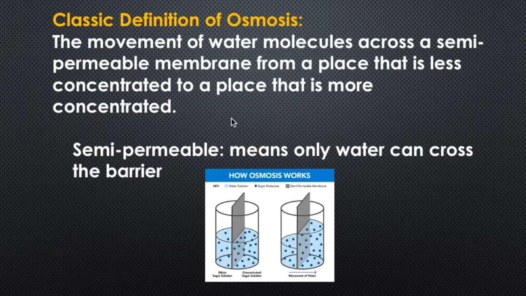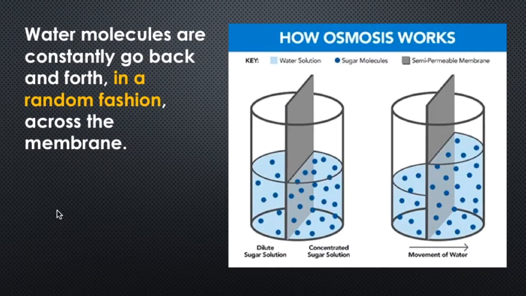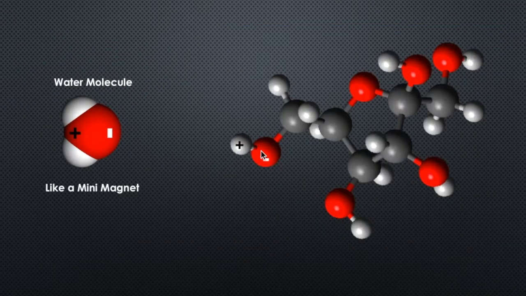In other words, water will leave a salty solution to join another solution that is even saltier. Semi-permeable membrane in this case means that only water can cross the barrier that divides the two solutions. In osmosis, water molecules are constantly going back and forth in a random fashion across the membrane. In order to understand osmosis, it's important to understand the molecular structure of water.